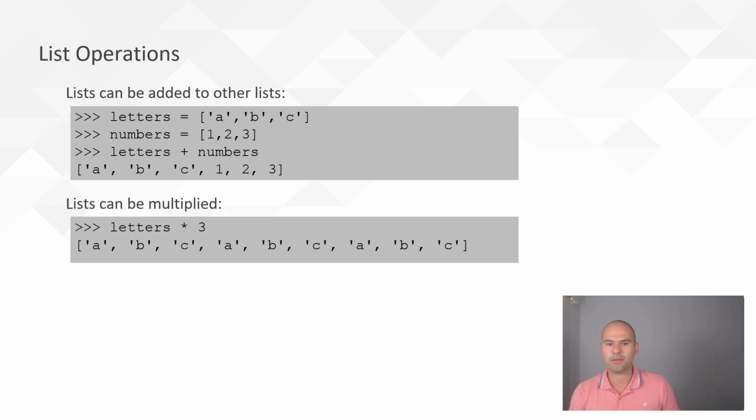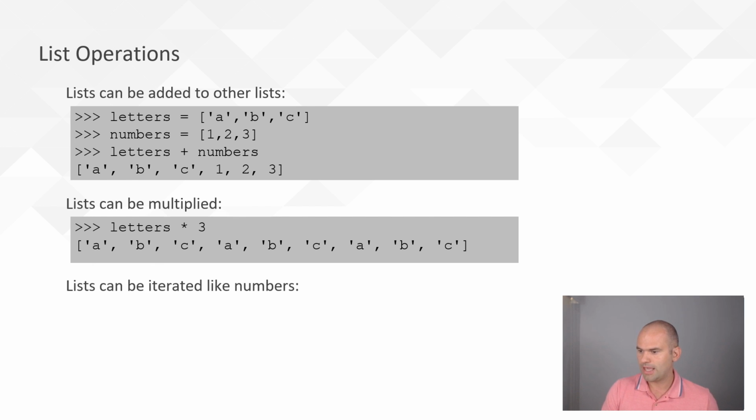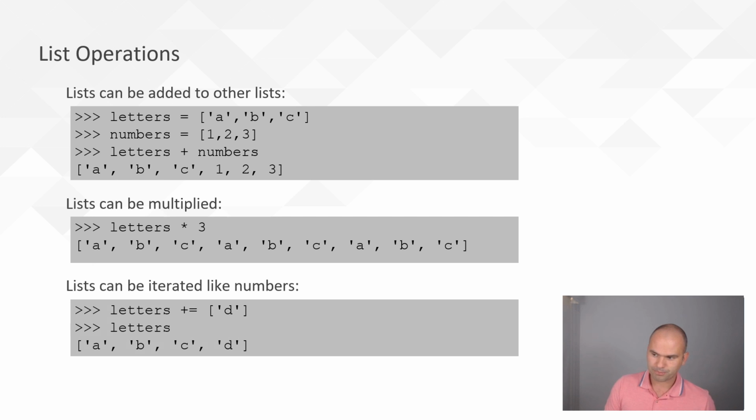Lists can be multiplied. So if you said letters times 3, you would have ABC, ABC, ABC. That would be it. They can be iterated. So if you said letters equals letters plus D, the new value of letters would be A, B, C, D. You can also just say letters plus equals D.